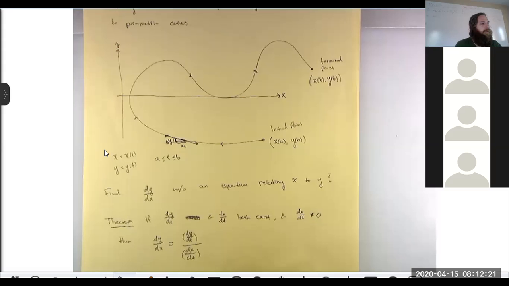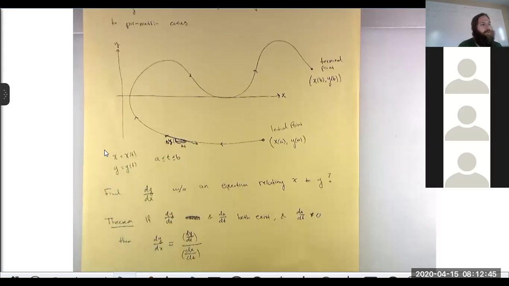So you have the relationships between x and t and between y and t. Those are your two parametric curves. You can differentiate each of those with respect to time. And then if you take the y derivative with respect to time and divide it by the x derivative with respect to time, then you'll get dy/dx as a function of time. And that's important to remember.